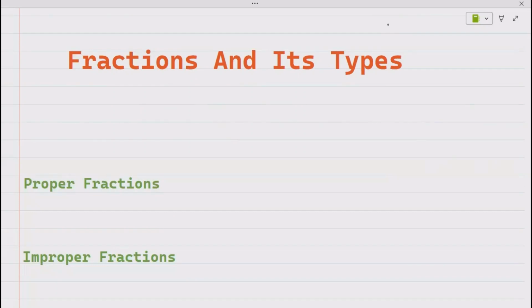In this video, we will learn the concept of fractions and see its types. We also see how to convert one fraction type into another fraction type. Okay, so what are fractions?